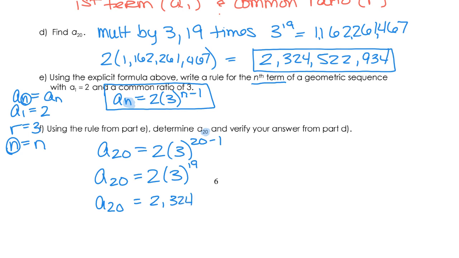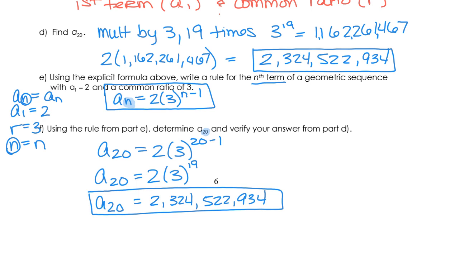But in Part D, we had to kind of think about what you're doing, okay? And a lot of people have trouble with remembering what we're doing. We're multiplying by 3 19 times to find the 20th term, okay? Whereas the formula allows us to just not have to think and just plug in to find it. All right, so a little bit of a shortcut.